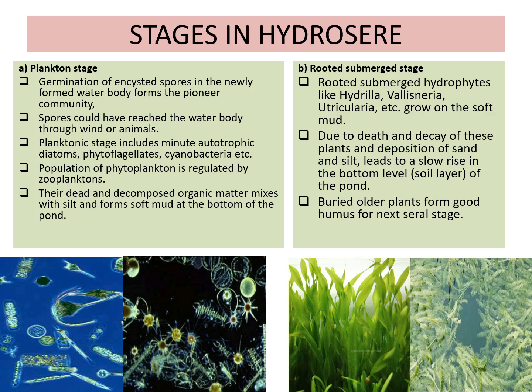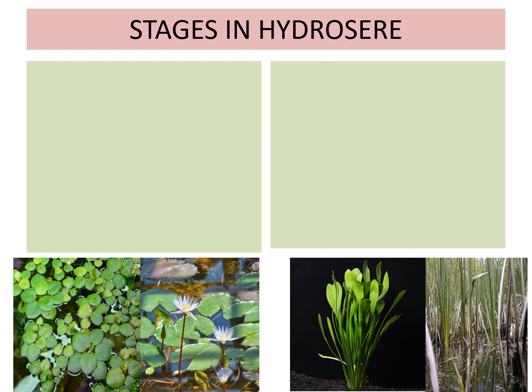After the plankton stage, comes the rooted submerged stage. Rooted submerged hydrophytes like Hydrilla, Vallisneria, Utricularia grow on the soft mud. Due to the death and decay of these plants, the deposition of sand and silt leads to slow rise in the bottom level, that is the soil layer of the pond. Buried old plants form good humus for the next seral stage.